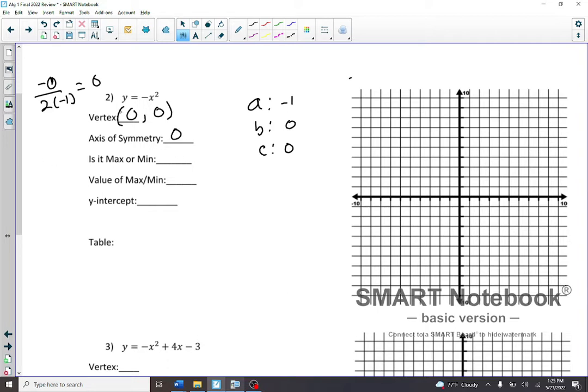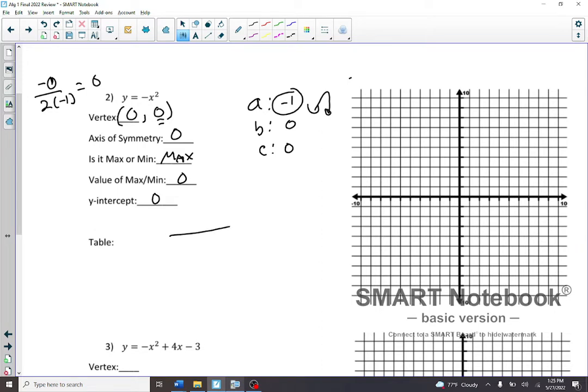The max and min, because it is a negative value over here, that must mean it looks like this, which means we have a max value. The value of max and min is going to be the y value, which happens to be 0. The y-intercept also happens to be 0 because the c is 0.